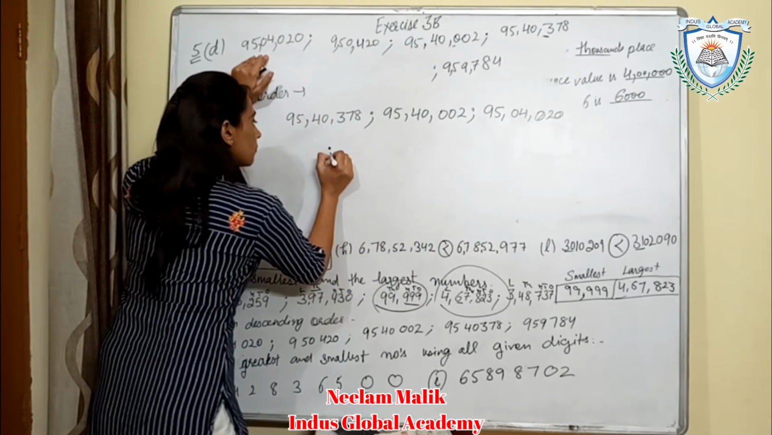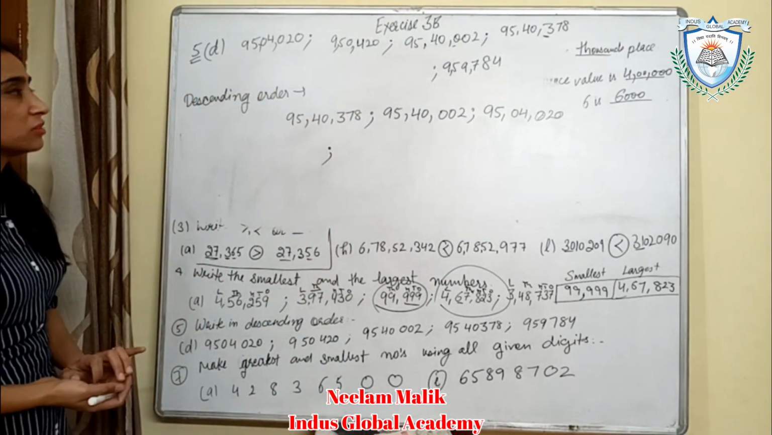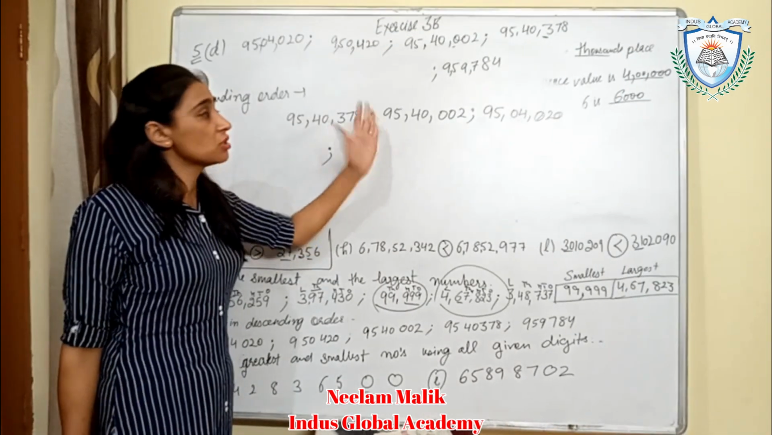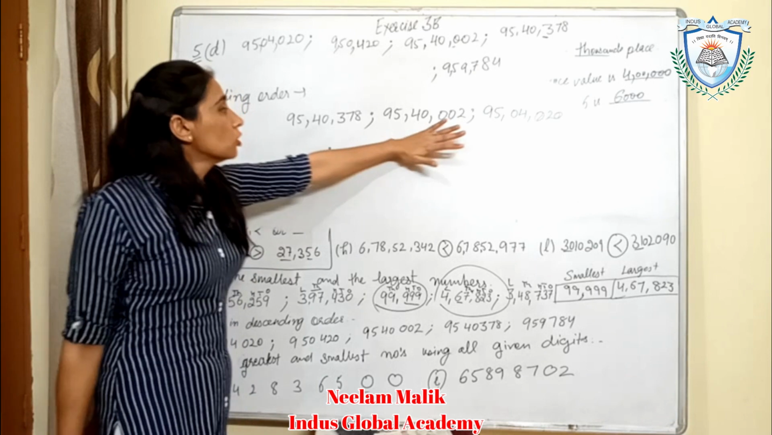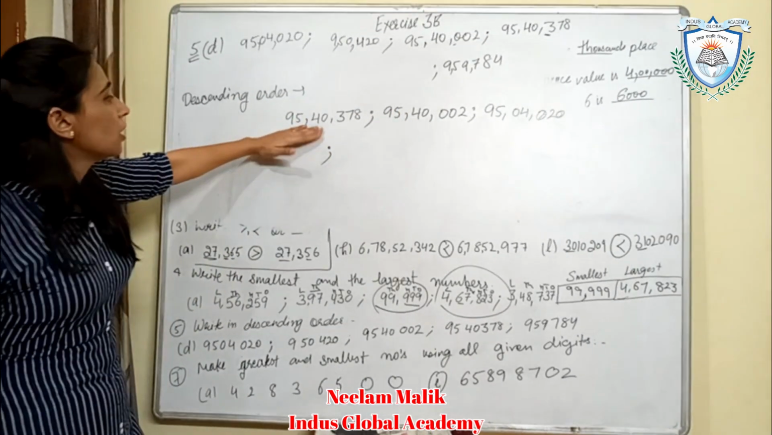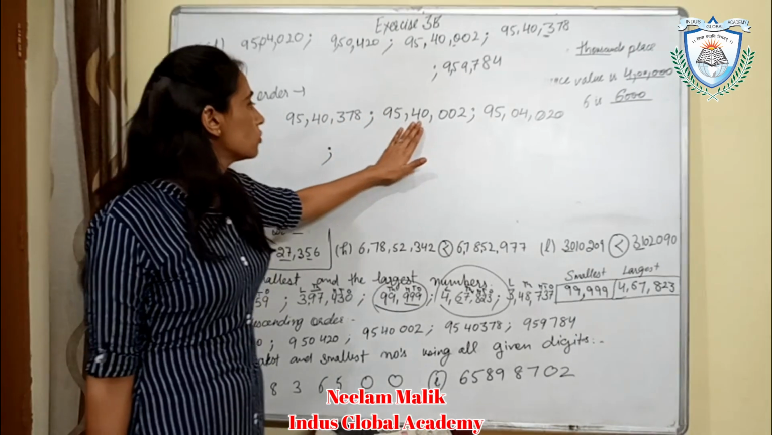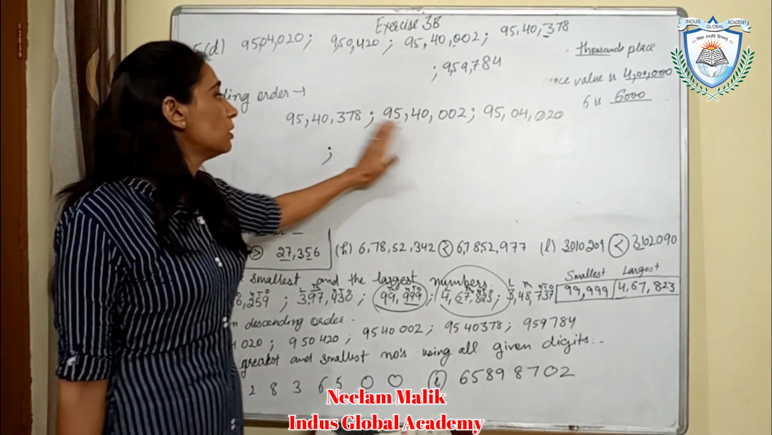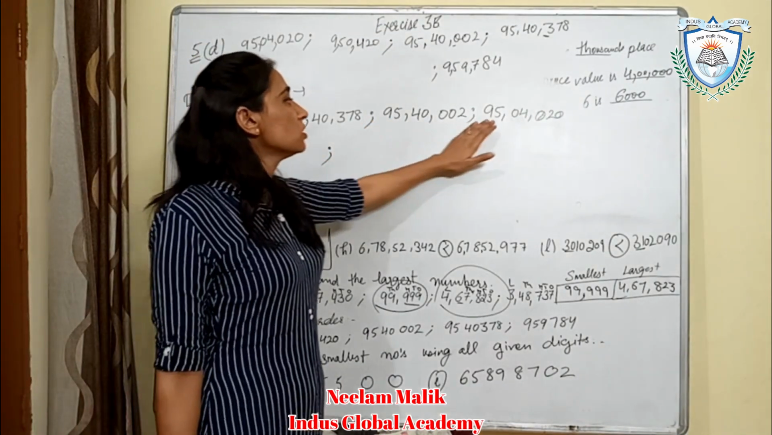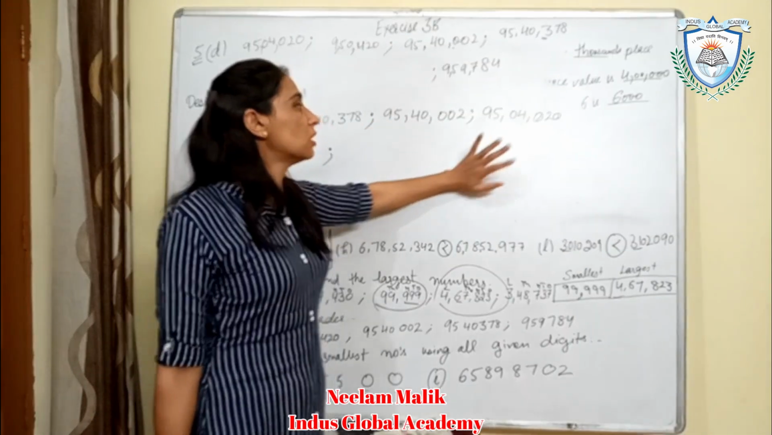Okay, we have done this comparison. When we were searching for the greatest number, we compared these three. So we get that this is the greatest number, because 9540, this is 95 also 40, but here this is 378, this is 002. After that there is 9540 and this is 9504, so it will come at the third place.